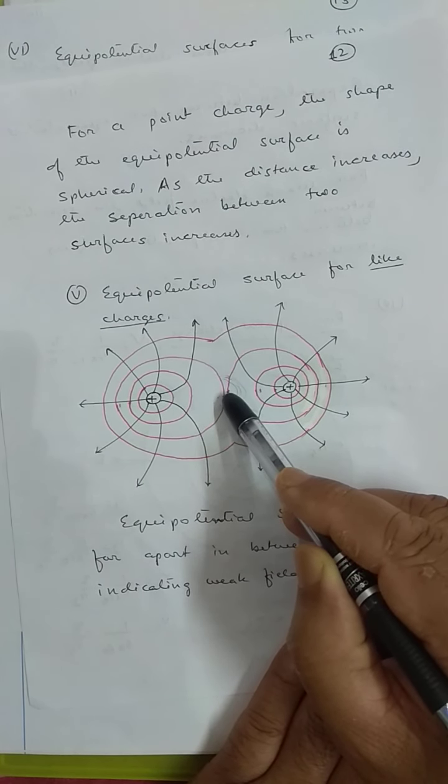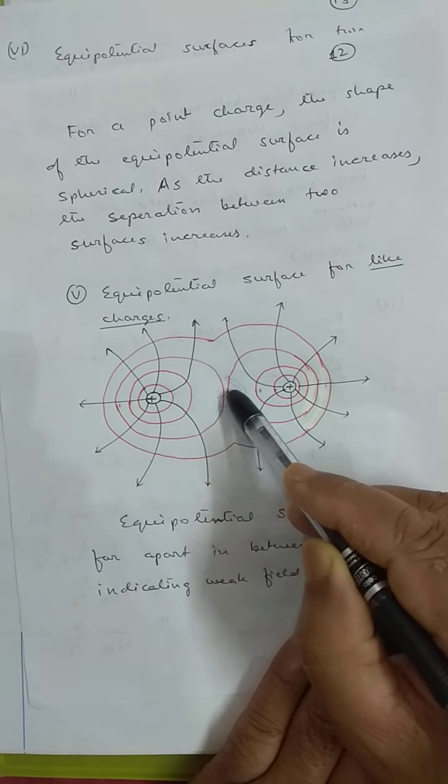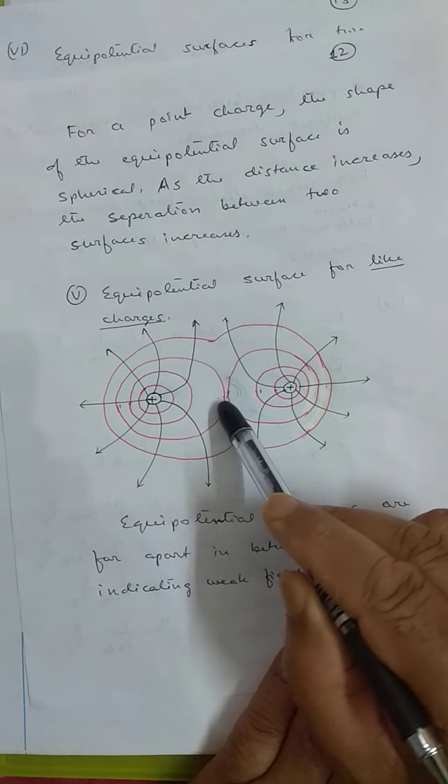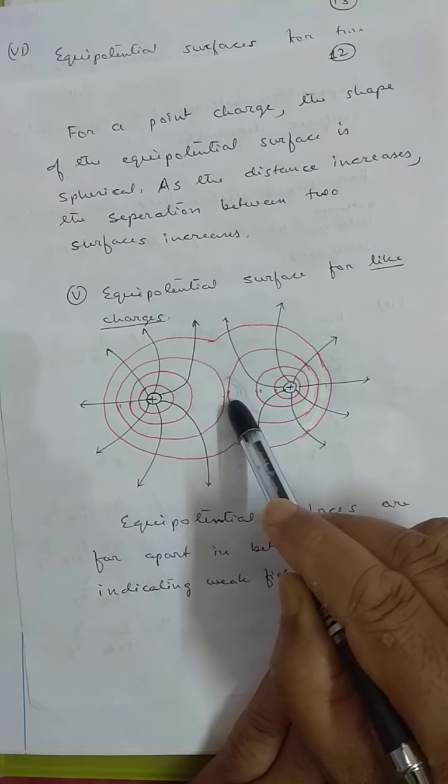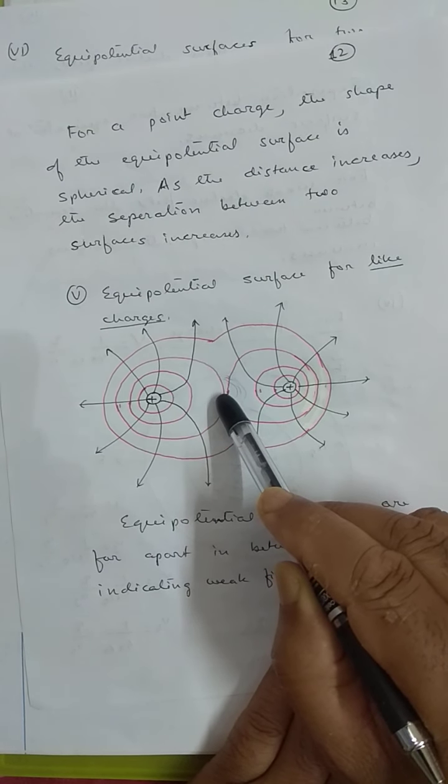Almost touching. Equipotential surfaces never intersect each other, but they touch at this point. Why? Because the potential of this surface and the potential of this surface are exactly the same.